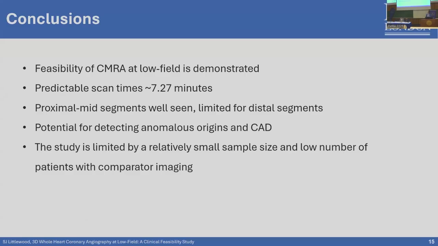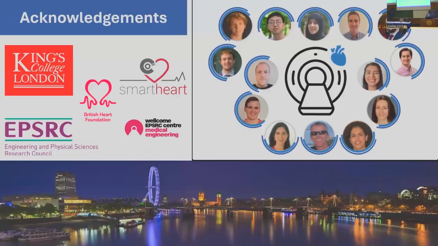We demonstrated the potential for detecting anomalous origins, as well as potentially some ability to detect coronary artery disease. But this study was limited by a relatively small sample size and low number of patients with comparator imaging.